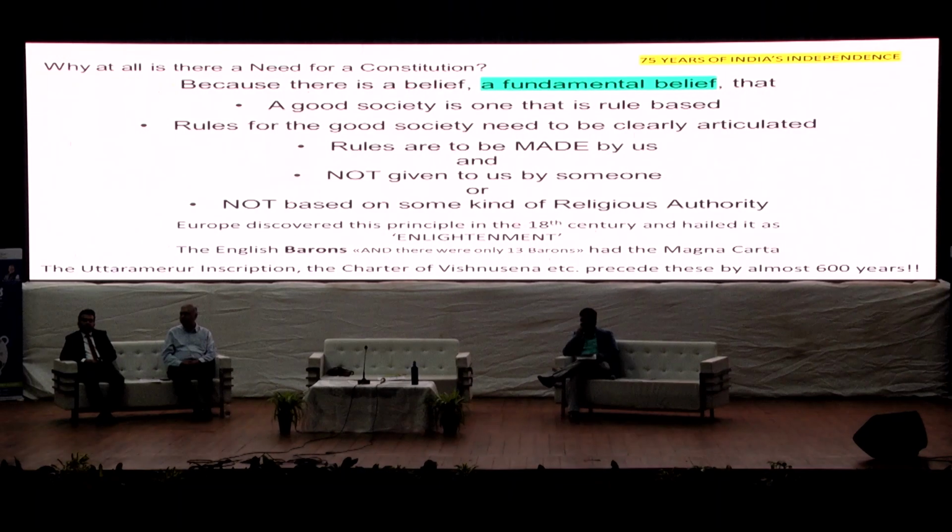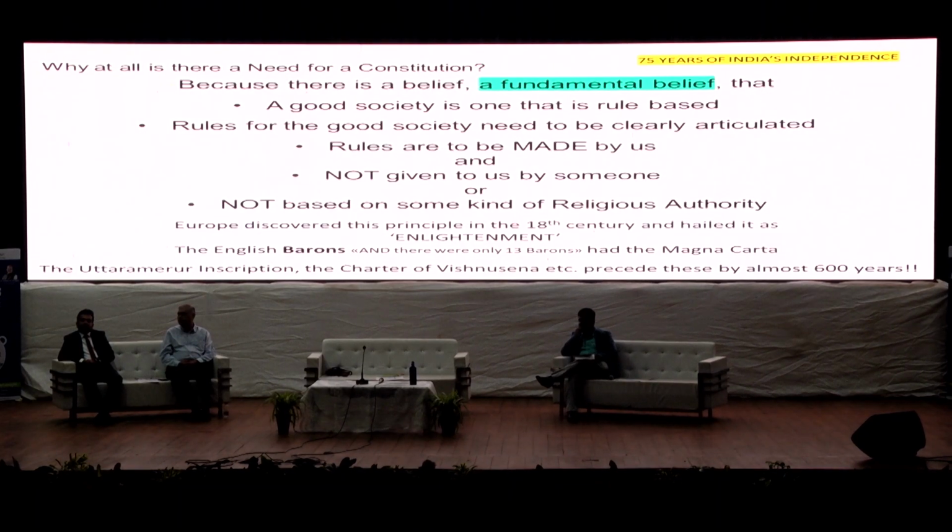And here I would like to point out that when we look at the history of Europe, in the 18th century, Europe discovered this principle of laws that are made by the common people, that are not given to them by any religious authority. They called it the Enlightenment. Many of you would have heard of the Magna Carta that comes from England. Do you know how many people were involved in drawing it up?